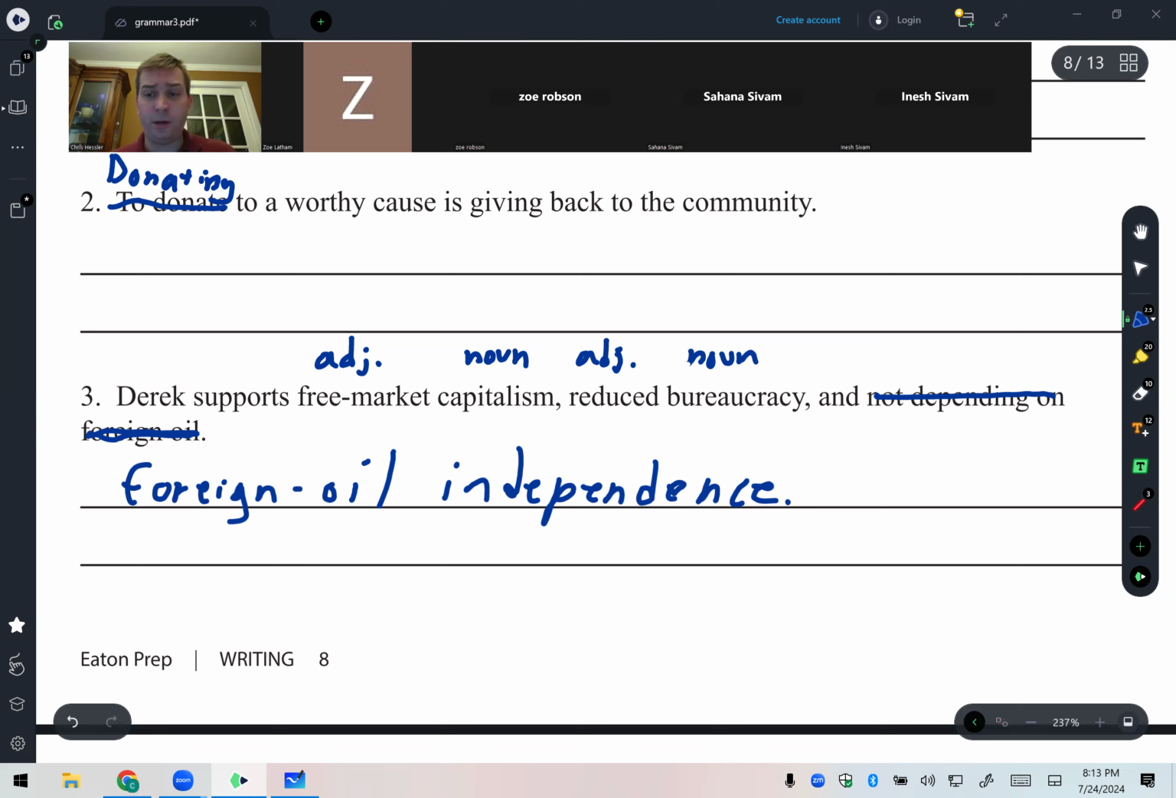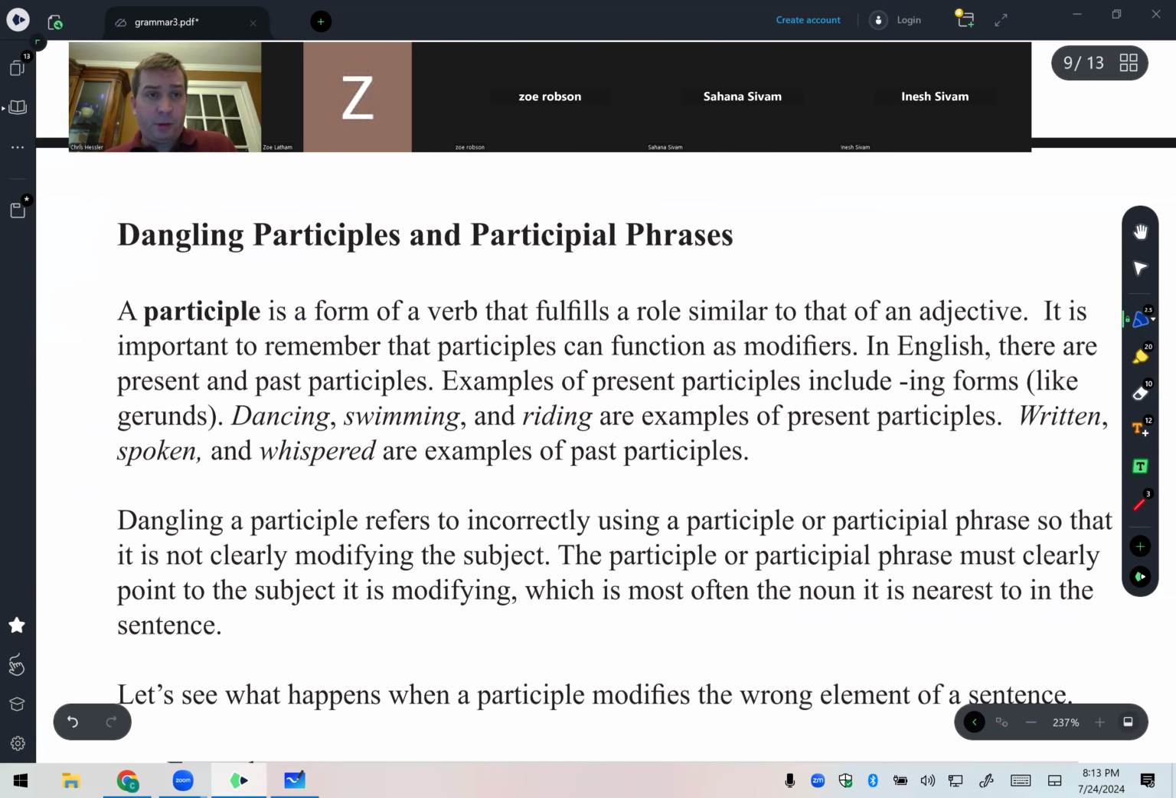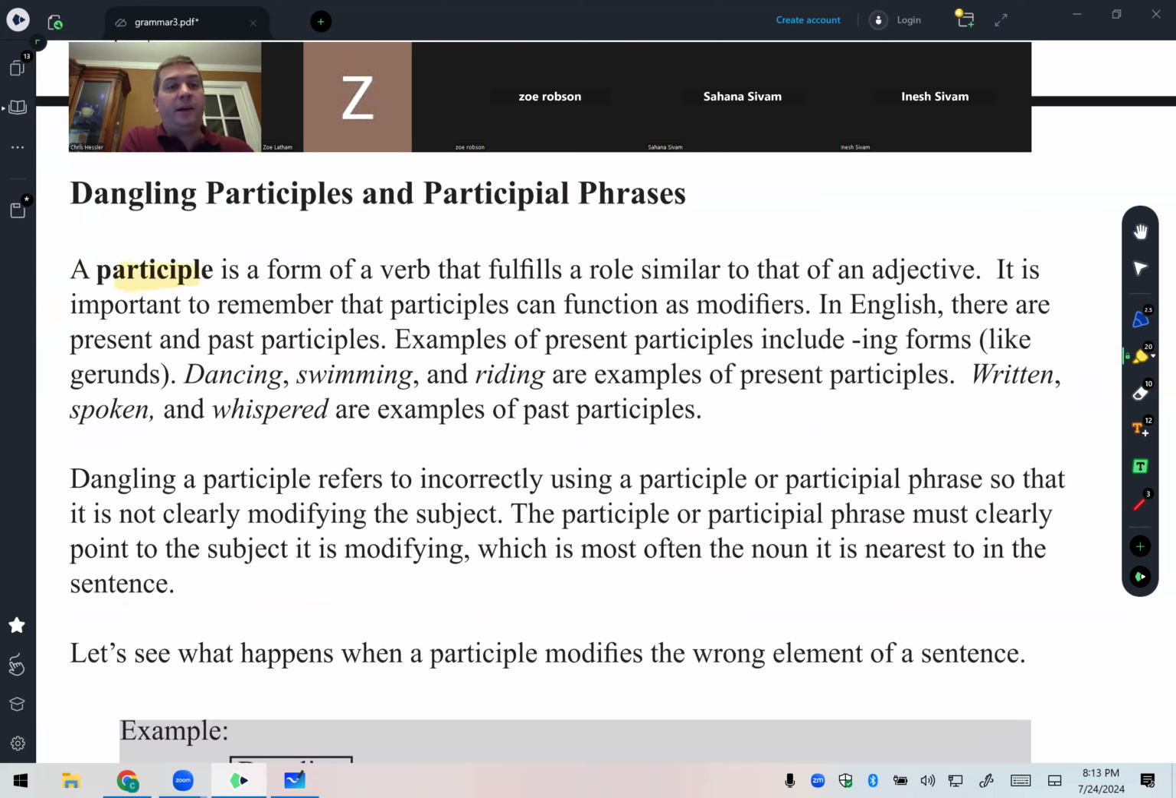All right, next topic. We have dangling participles. So dangling participles, well, we better introduce what a participle is. In English, we have present and past participles. So present participles would be those ing forms: dancing, swimming, biking, camping, hiking, fishing, any of those ing ones. But we also have past participles: written, spoken, and whispered. And dangling a participle is when you put it in the incorrect place in your sentence and it modifies the wrong thing. It's a misplaced modifier.